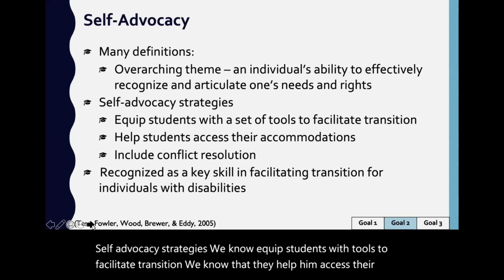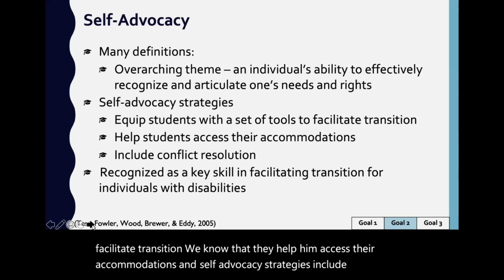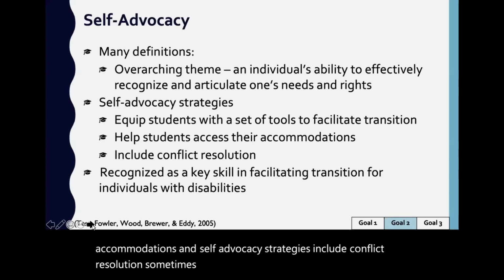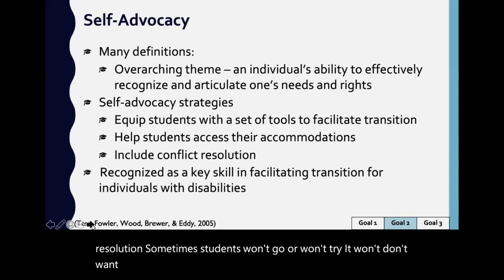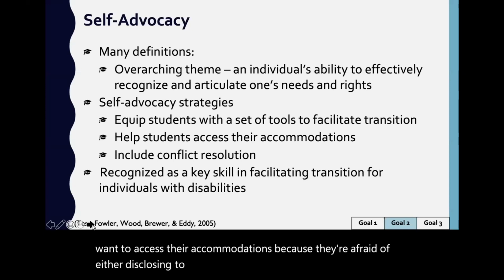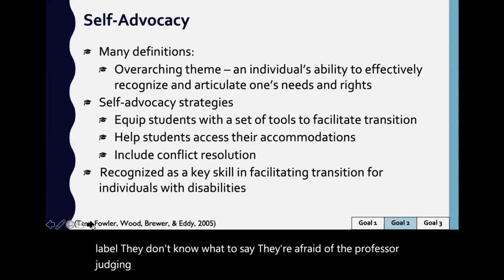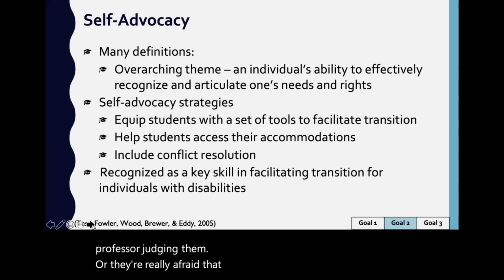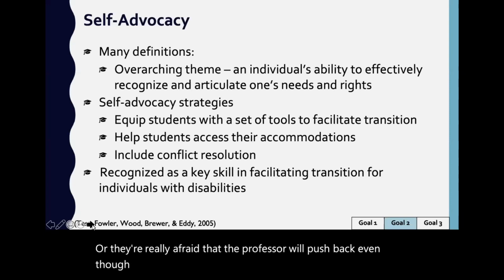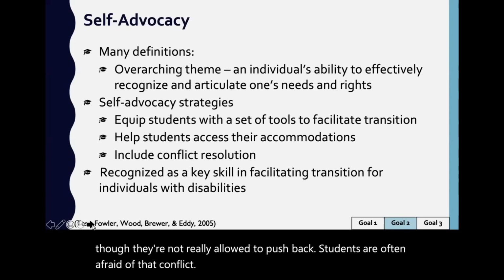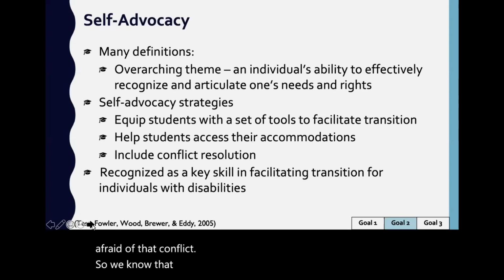Self-advocacy strategies include conflict resolution. Sometimes students won't go or don't want to access their accommodations because they're afraid of disclosing to their professor, they want to shed the disability label, they don't know what to say, they're afraid of the professor judging them, or they're really afraid that the professor will push back. Even though they're not really allowed to push back, students are often afraid of that conflict. So we know that these strategies are a key skill in helping students with disabilities transition.